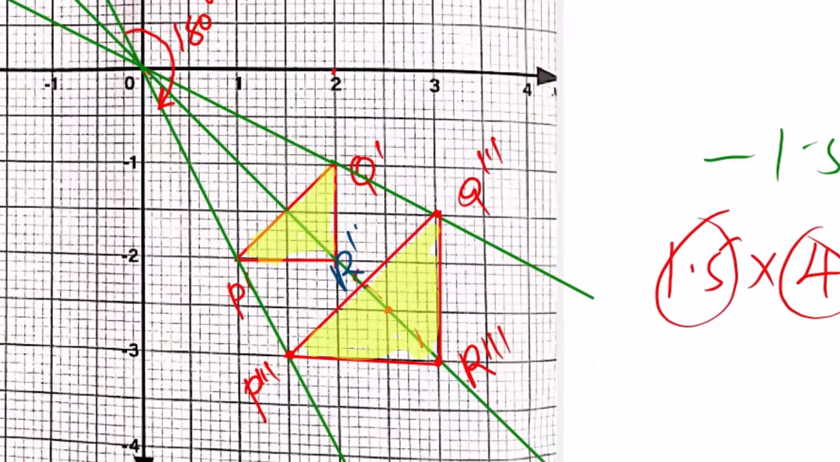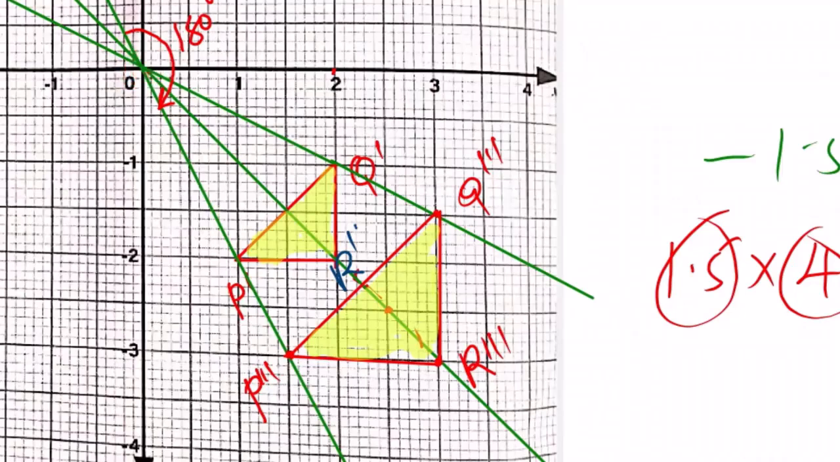Extend it, then choose another one, P prime. We have P prime and P triple prime. Join that using a straight line, as you can see. Where those two lines meet when they're extended, that becomes the center. That is the center of enlargement. So the center of enlargement is the origin, or point O.